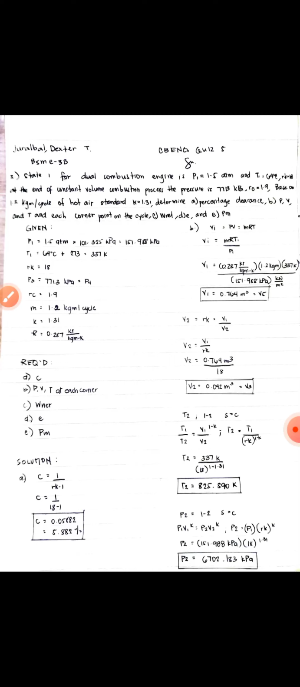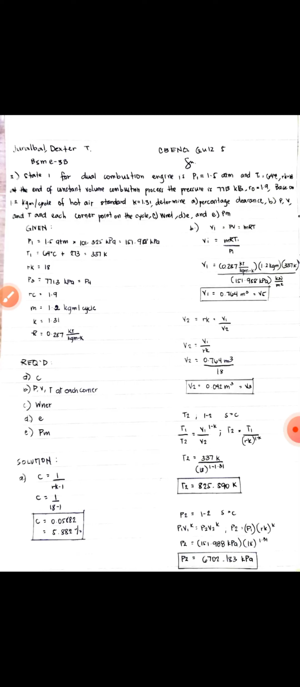So, for the V2 naman, V2 we have formula na RK equals V1 over V2. So, derive lang natin yung formula. If RK equals V1 over V2, V2 equals sa V1 over RK. So, yung V2 natin is equal siya sa V1 na 0.764 cubic meter over RK natin na 18. So, V2 natin we have 0.042 cubic meter. So, yung V2 rin natin is equal siya sa ating V3.